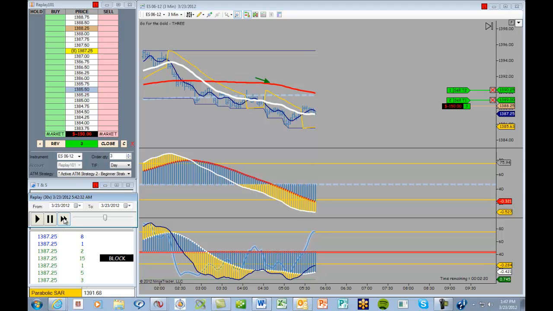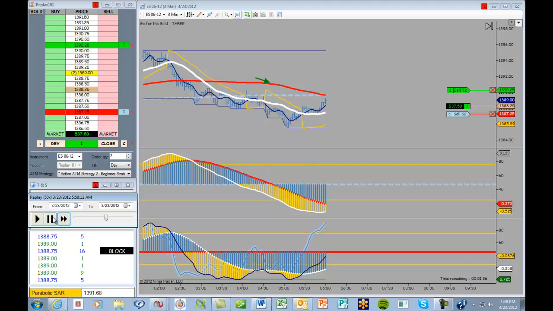Let's see, since we're using a 3-minute chart instead of our usual 1 minute, maybe I can bump the speed up to 50 times normal. That gets to be a little too much. We'll dial it back. Okay. Got a double thickness of resistance overhead there.